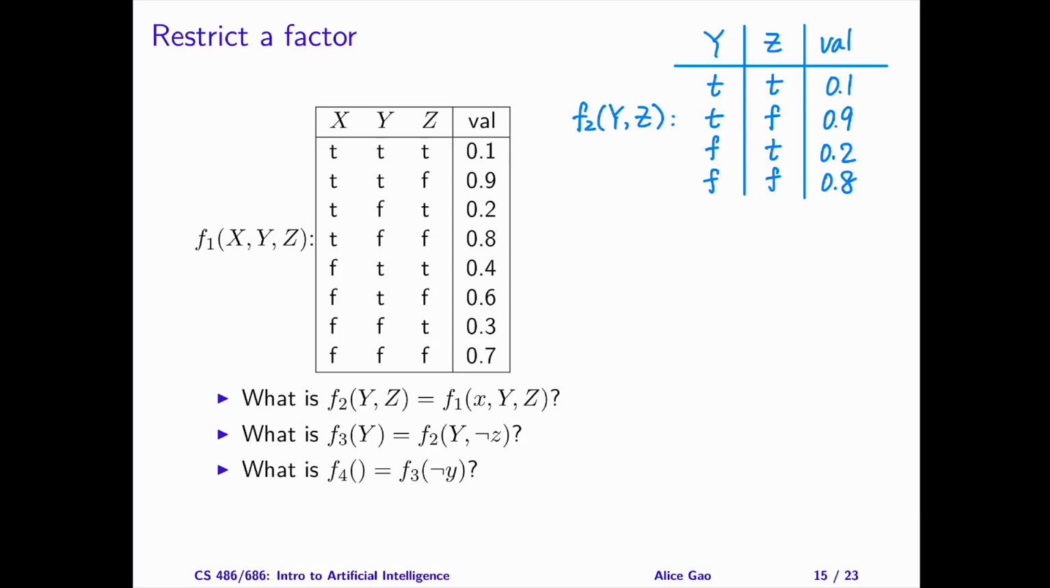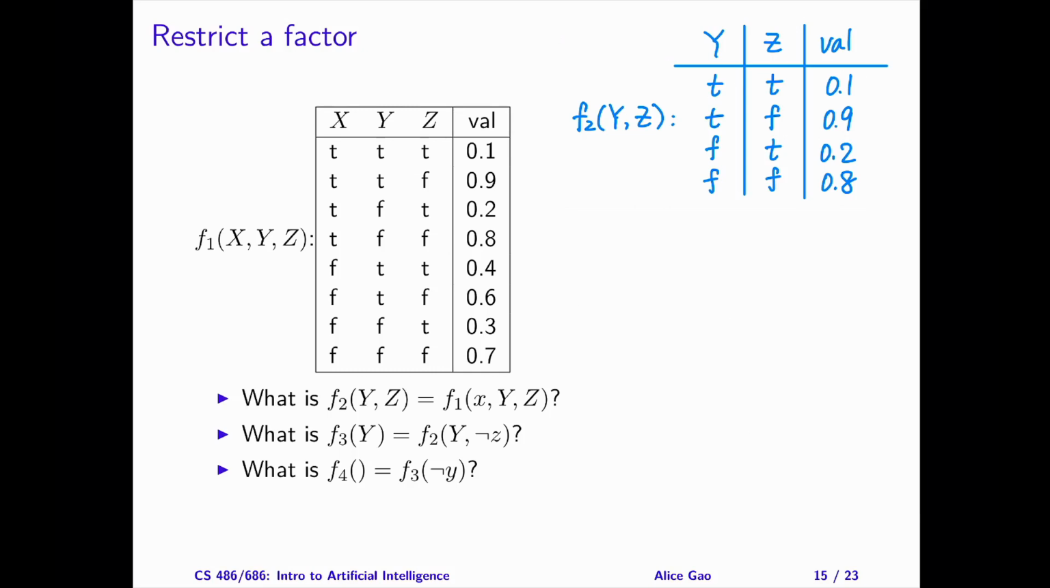Since every variable is binary, restrict causes us to remove half of the rows. The new factor is half the size of the old factor. For this example, we're keeping the first 4 rows where x is true, and this is the new factor f2 with 2 variables left.